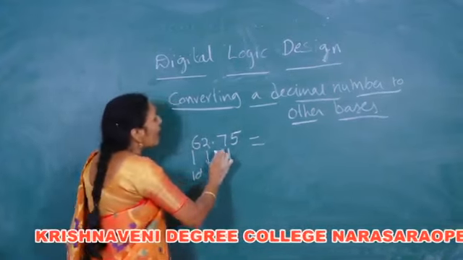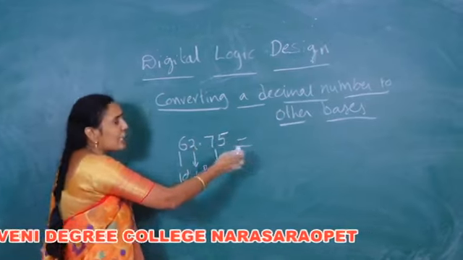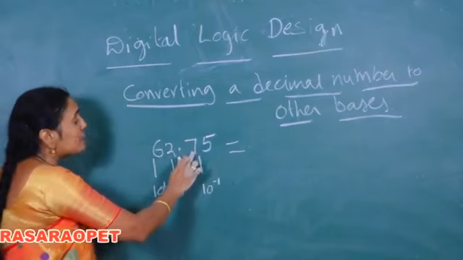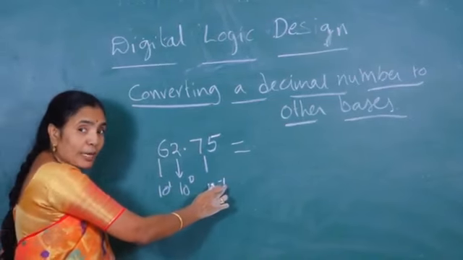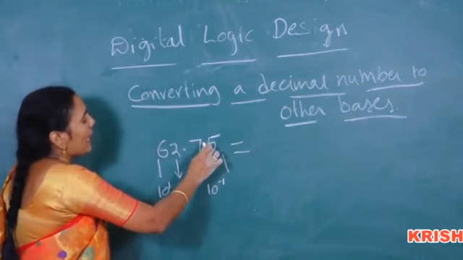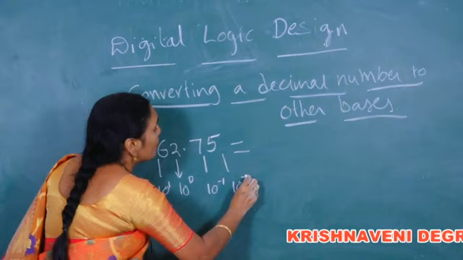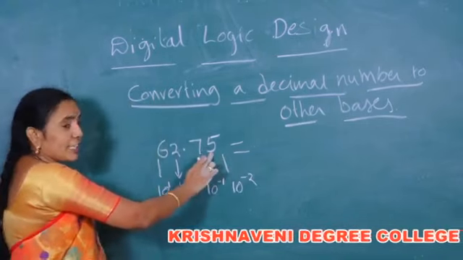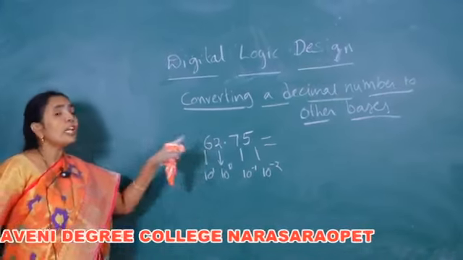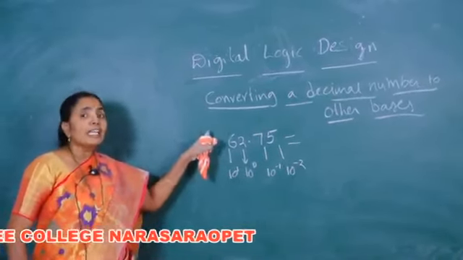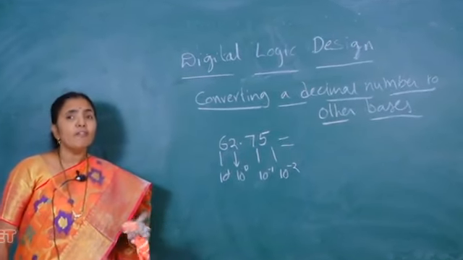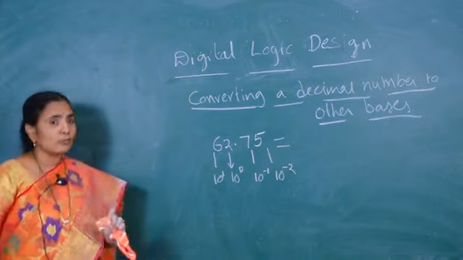Likewise, for the fractional part to the right, the place value of 7 is 10 to the power of minus 1 and the face value is 7. The place value of 5 is 10 to the power of minus 2 and the face value is 5. As I have said, to get the total value of the given number, it is nothing but a summation of the product of face value into place value.